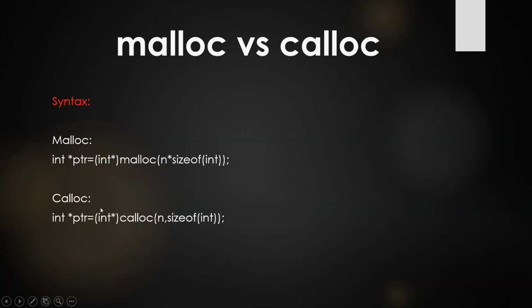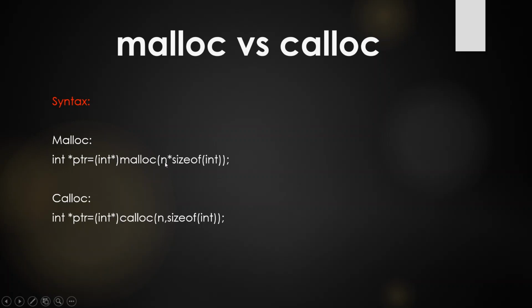Calloc, this is the syntax of calloc. It means if n is 4 and sizeof int is 4 here, then 4 blocks will each have 4 bytes. Calloc will allocate memory like 4 blocks with data type int, meaning 4 bytes. Each block has 4 bytes. Clear? This is the syntax of malloc and calloc.